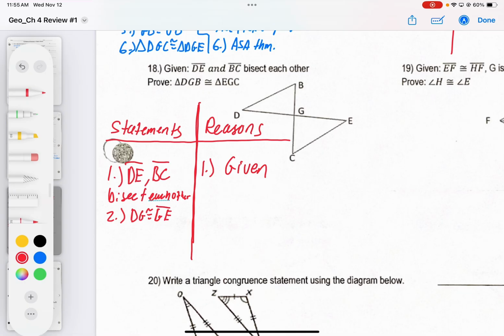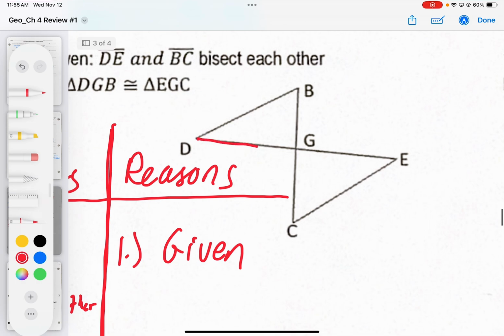GE, G, C. BG is congruent to GC. DC and what else was split into 2 equal parts? DE bisects, so that line and this line bisect each other. So they both cut each other in half.